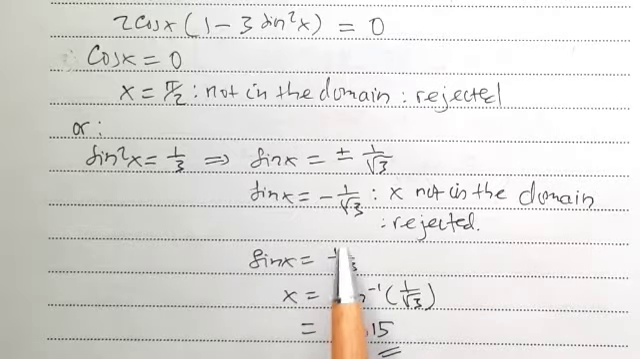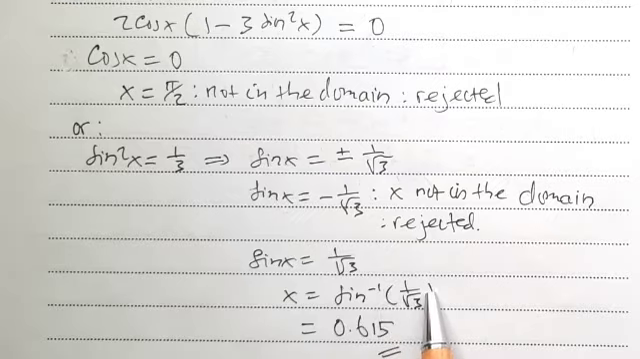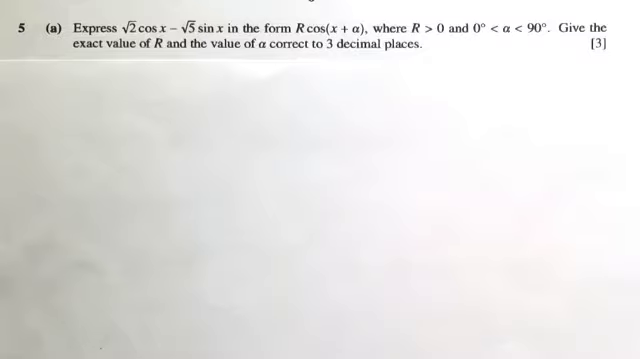Another, sin x equals 1 over square root of 3. x is shift sine of 1 over square root of 3. Now, you can enter it in the calculator. We obtain x equals 0.615. Thus, that is the answer for this question. Thus, there is only one answer for this question.